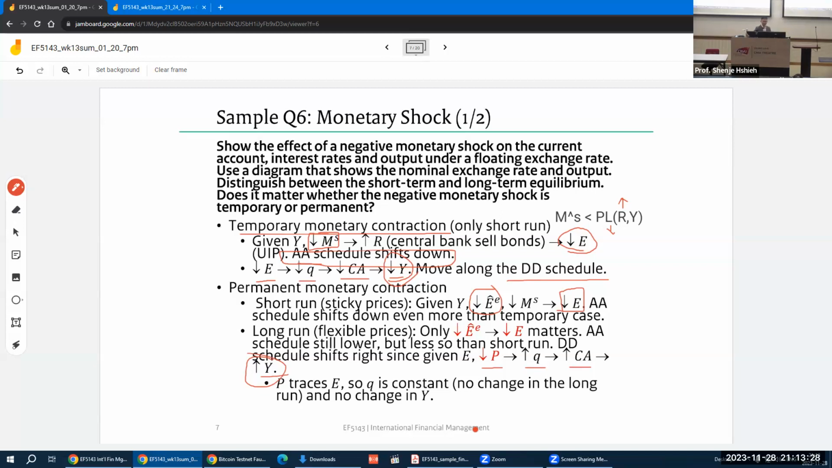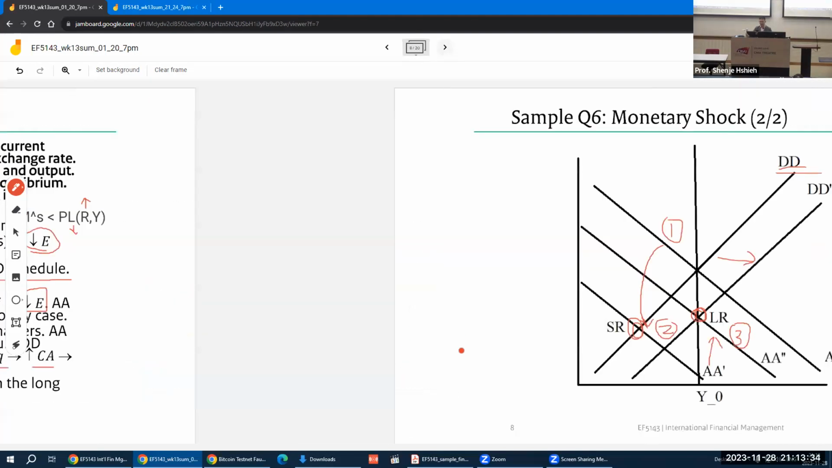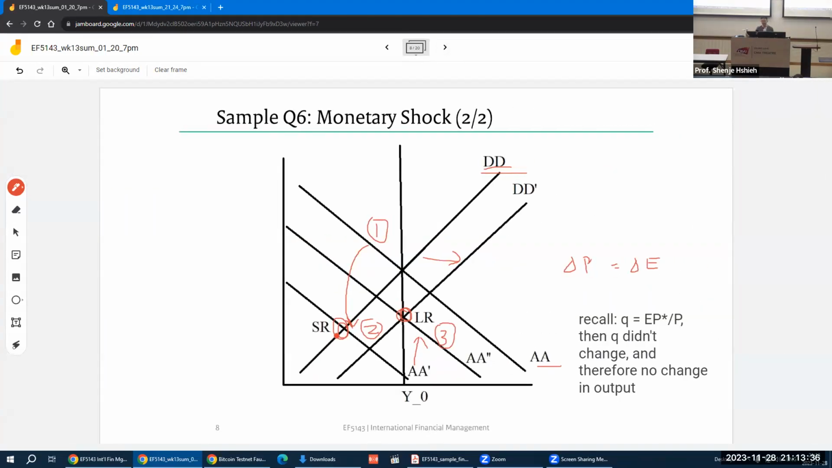All right, so that's all you have to talk about. If I ask you something like this, you can show this graph. Talk about long run, sticky long run condition, meaning flexible prices; sticky prices gives you the short run, and so forth.